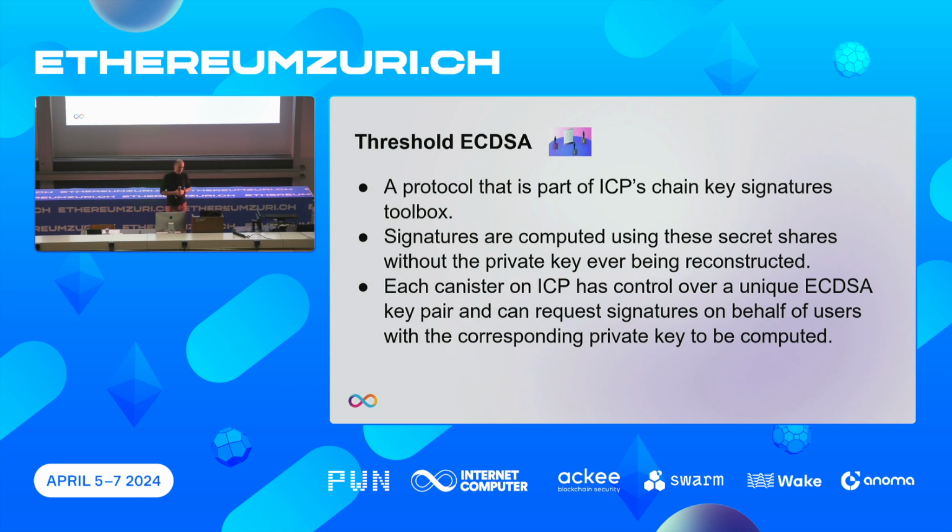Signatures are computed using secret shares, and the private key is never reconstructed. What this means is that every canister, so a canister is a smart contract on ICP, has control over a unique ECDSA key pair. It can request signatures on behalf of users, and the corresponding private key is never revealed. And so this is a key difference between ICP and Ethereum, is that canisters on ICP can sign transactions on behalf of authenticated users.